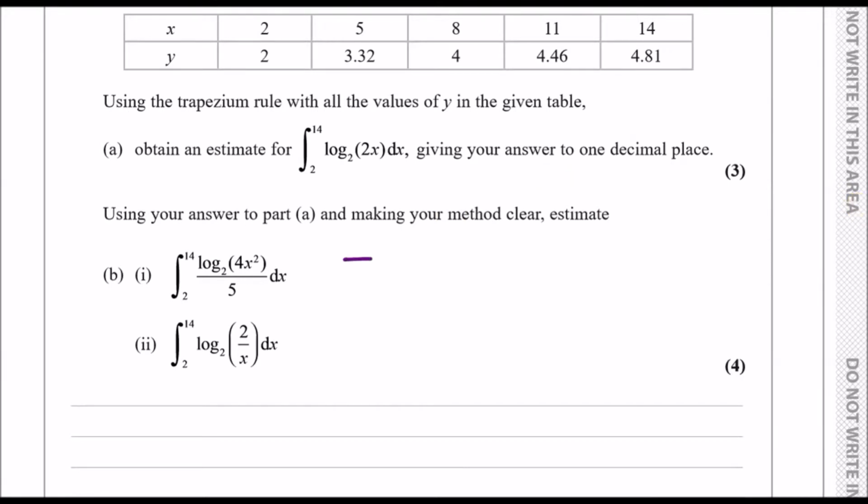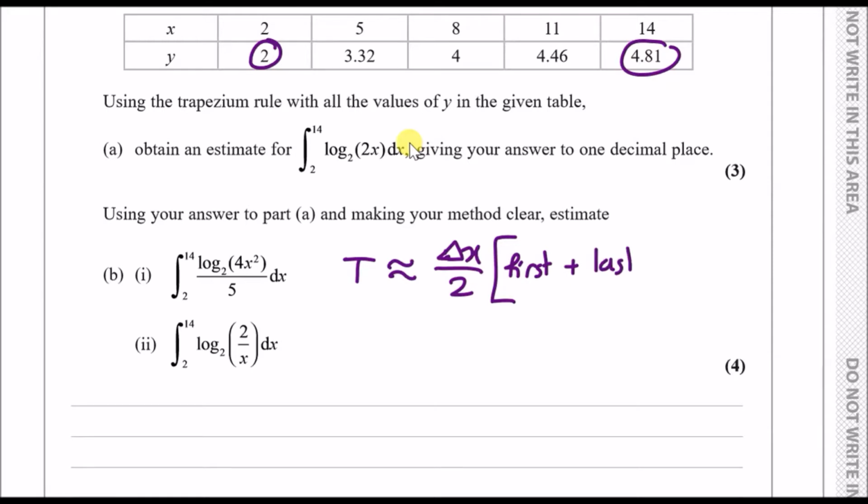We have a trapezium rule T, and we say that it's approximately equal to the change in x, so they use h in their definition, over 2, and then we're going to multiply all of this by a big bracket, and in this bracket we're going to have the first term of y plus the last term of y, so we call this first plus last, and then it's going to be plus 2 times the sum of the middle terms. Okay, this is just how I personally write it, and I prefer to write in words at times, especially when the formula is a bit confusing.